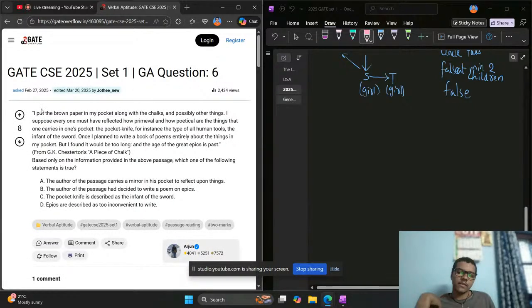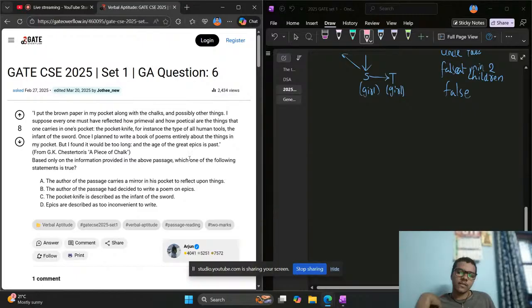I have put a brown paper in my pocket along with the chalks and possibly other things. I suppose everyone must have reflected how primeval and how poetic are the things that one carries in one's pocket. The pocket knife, for instance, the type of all human tools that invent of the sword. Once I planned to write a book of poems entirely about the things in my pocket, but I found it would be too long. And the age of the great epics is past. Piece of chalk, okay?